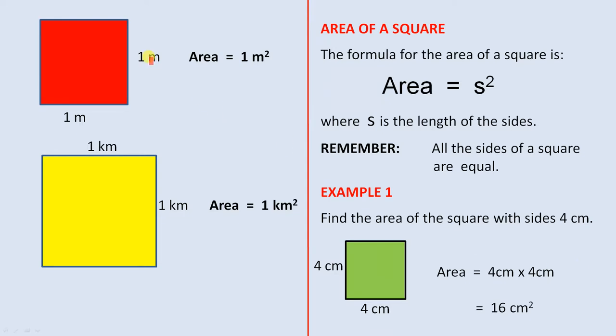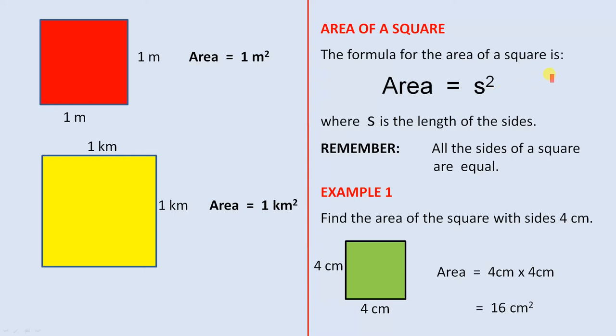Here's a square with length of 1 metre by 1 metre. So the area is 1 square metre. Here's a square 1 kilometre by 1 kilometre. So the area is 1 square kilometre.